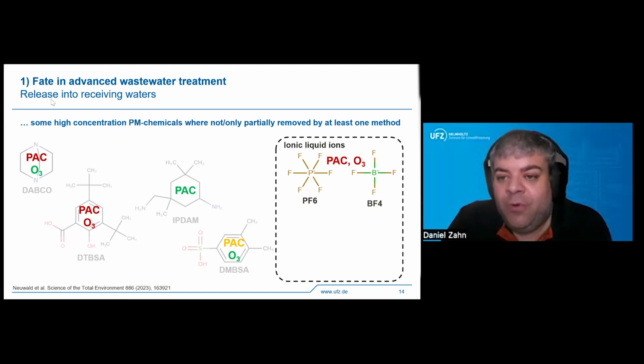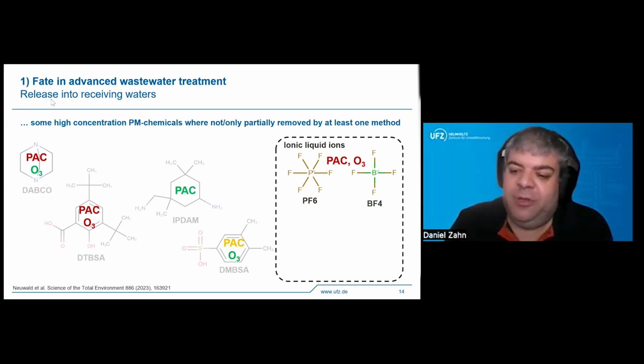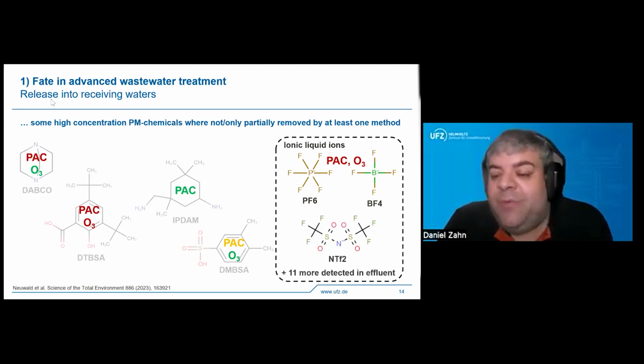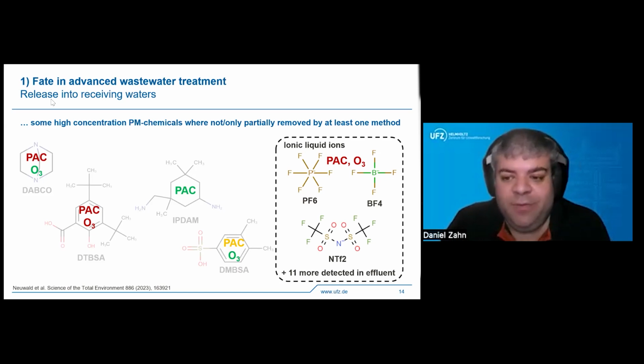We had a look at more of these ionic liquid ions. The other ones did not reach these high concentrations with greater than 1 microgram per liter. But we found one of them, this NTF2, which is a novel PFAS that we also detected only in 2021 for the first time, could also not be removed. And there were 11 more of these ionic liquid ions not removed during advanced wastewater treatment.